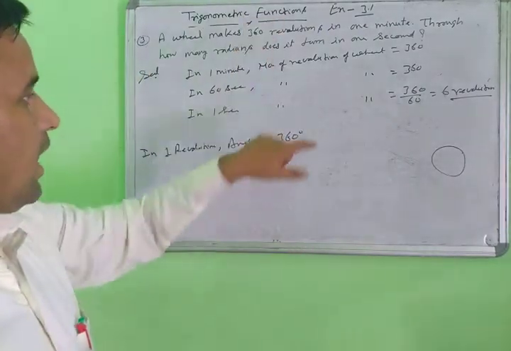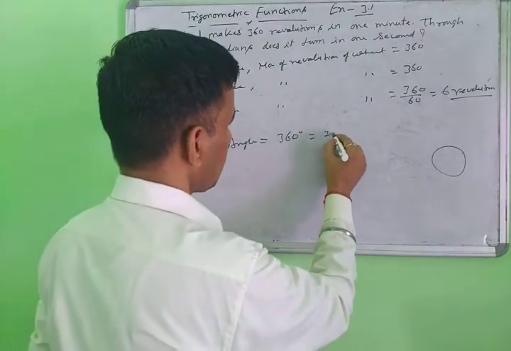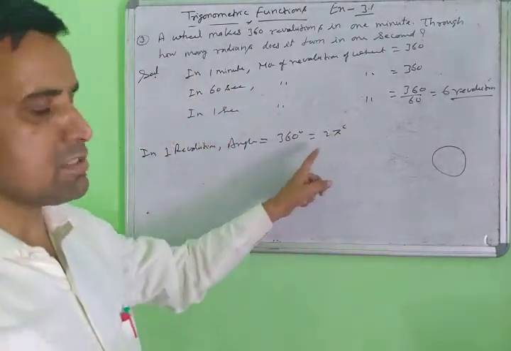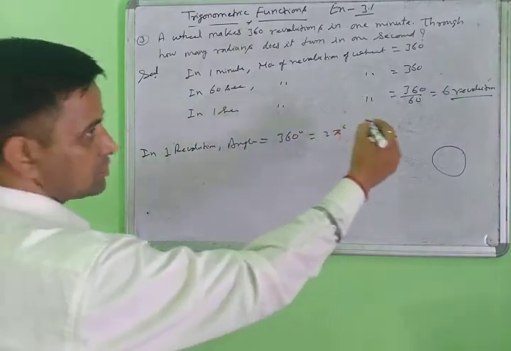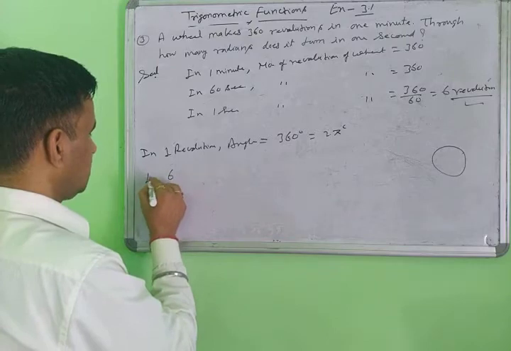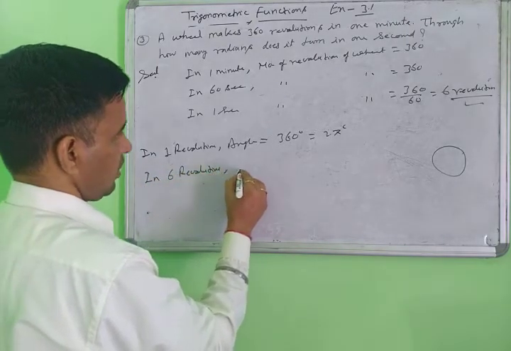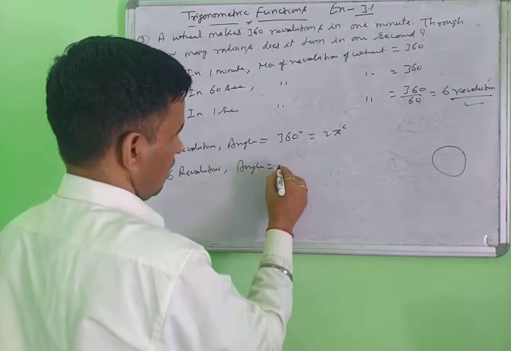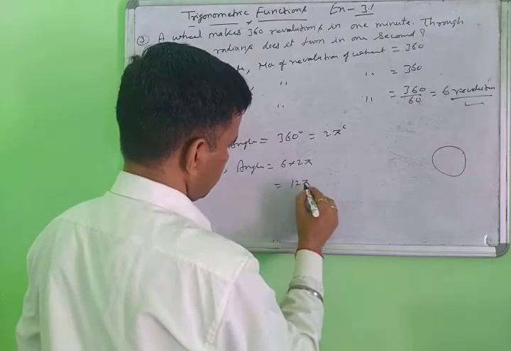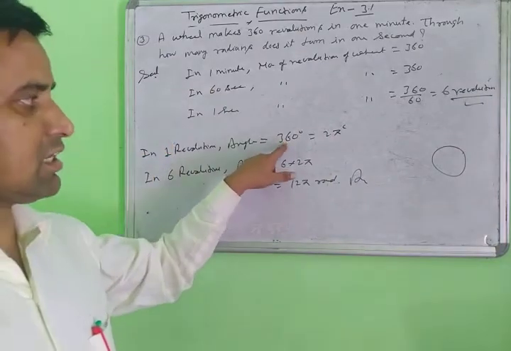Clear? And how many revolutions are you doing? The 360 degrees you convert to 2 pi radian. 360 degrees means 2 pi radian. And how many revolutions do you have here? 6 revolutions in 1 second. So for 6 revolutions, the angle equals 6 into 2 pi. This equals 12 pi radian. This is your answer.